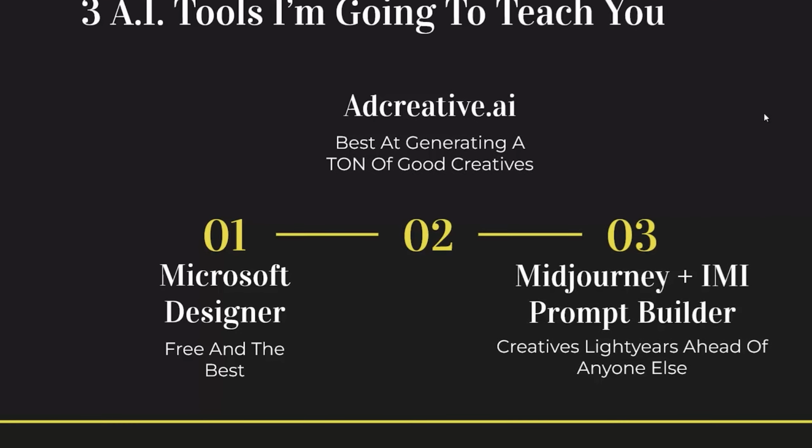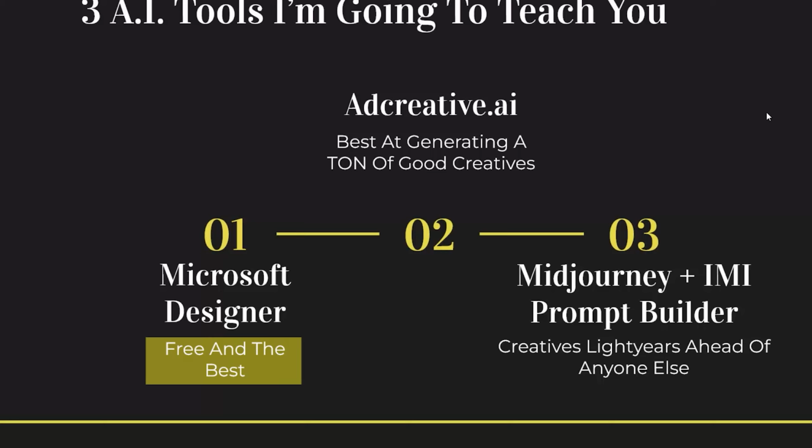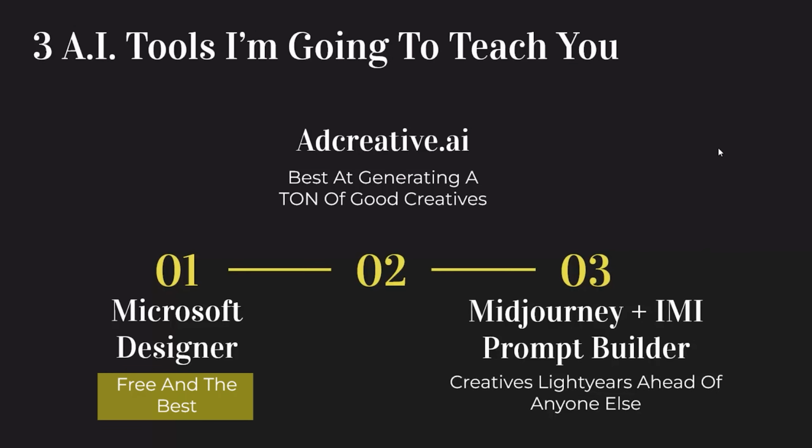So number one is Microsoft Designer. This is free and the best. It's my favorite AI tool for building image creatives right now. Number two is Ad Creative AI. This one is paid. It's the best at generating a ton of good creatives.